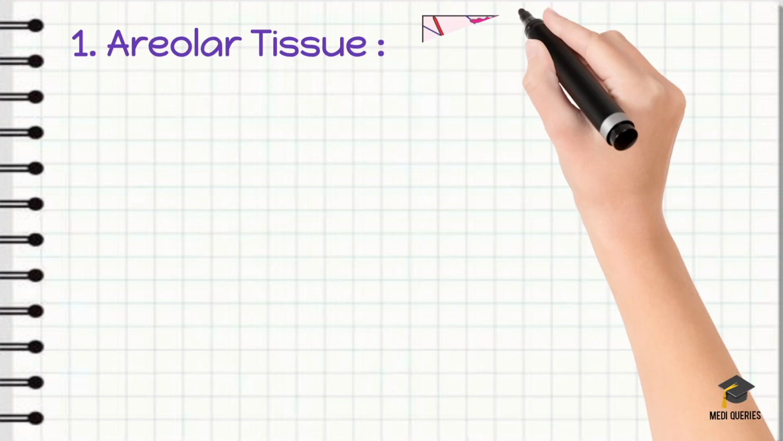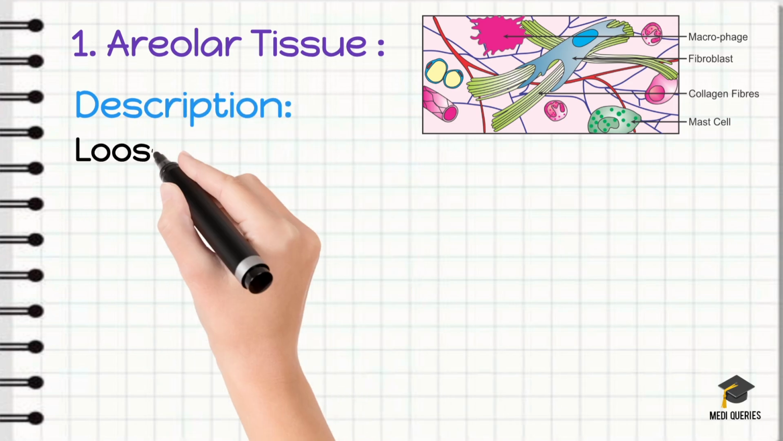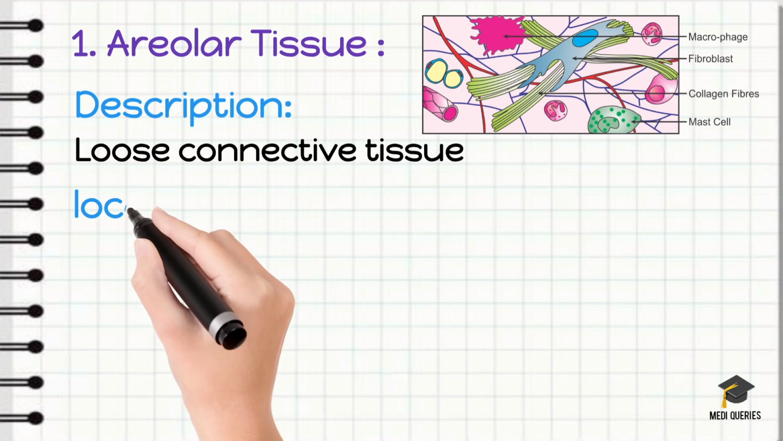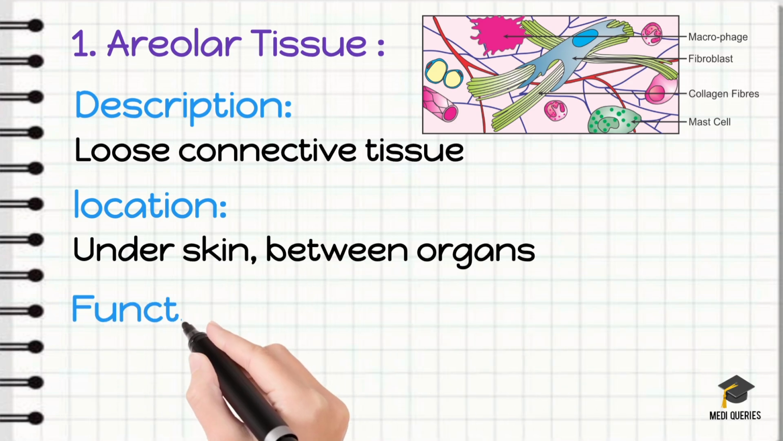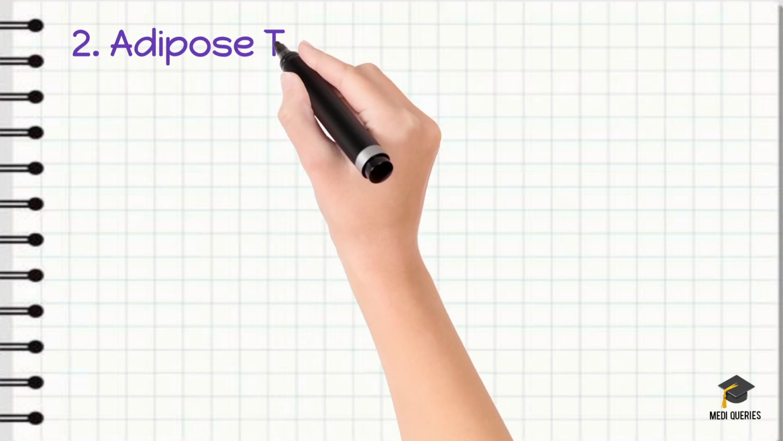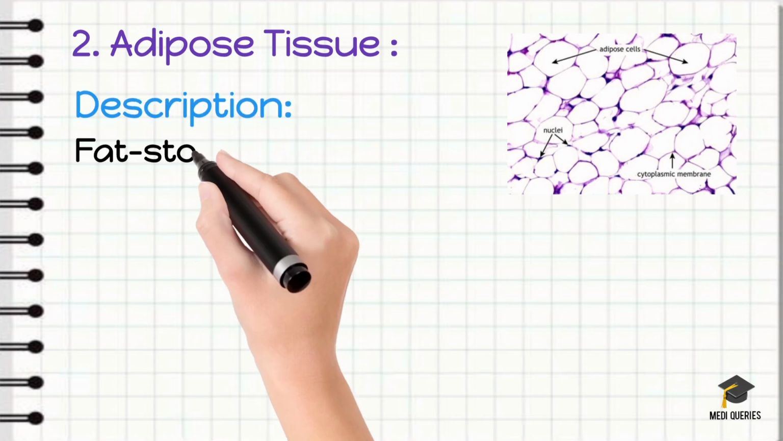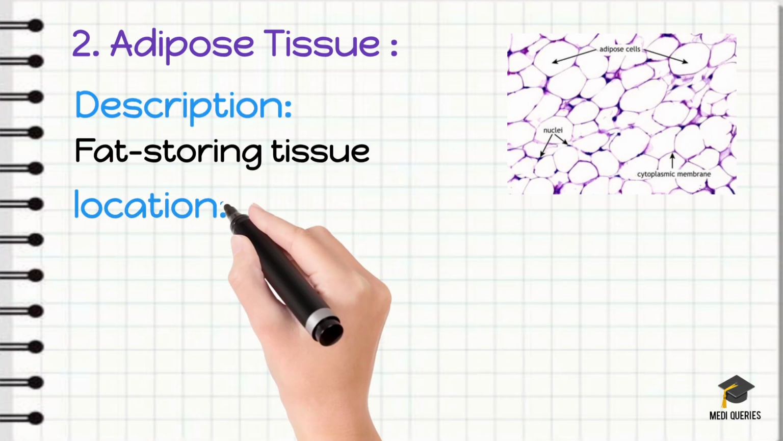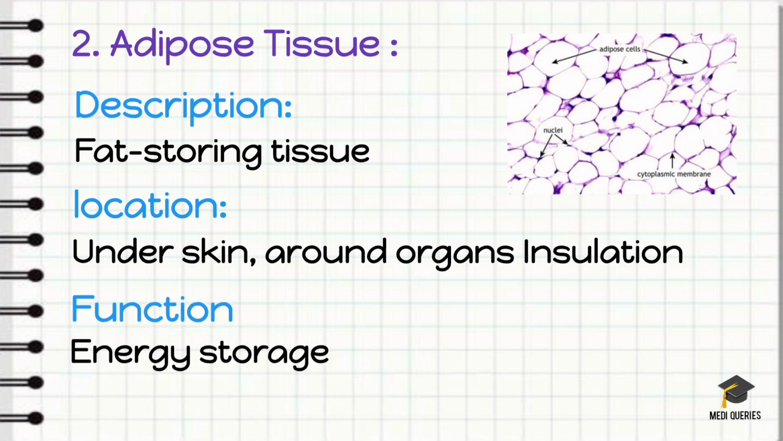First start with the areolar tissues. These areolar tissues are the loose connective tissues which are mainly located under the skin between the organs. It is mainly used to bind the skin to muscles and support the organs. So observe the diagram here. And next one is the adipose tissue. It is a fat storing tissue which is mainly located under the skin and around the organs, which is mainly used for insulation and energy storage purposes.